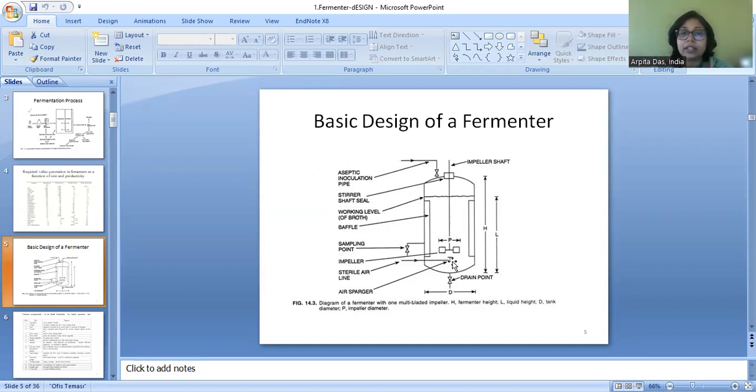The drain point is at the end, the lowest point of the bioreactor, so that the last drop of the mixture can be removed from this bioreactor. So this is a basic diagram.